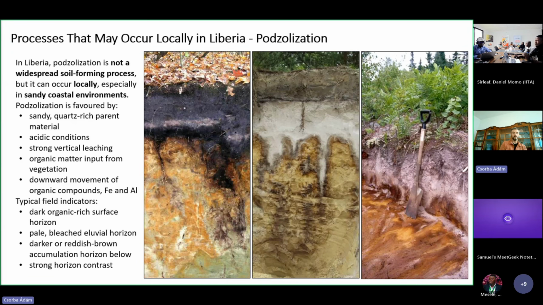Podzolization is favored by sandy, quartz-rich parent material, very acidic conditions, strong leaching, and downward movement of organic compounds like iron and aluminium. The typical field indicator of podzolization is a dark, organic-rich surface horizon, a pale bleached eluvial horizon, as you can see here, a darker reddish-brown so-called sesquioxide accumulation in the subsoil, and a very strong horizonation.